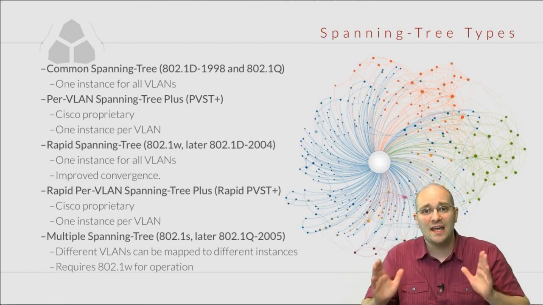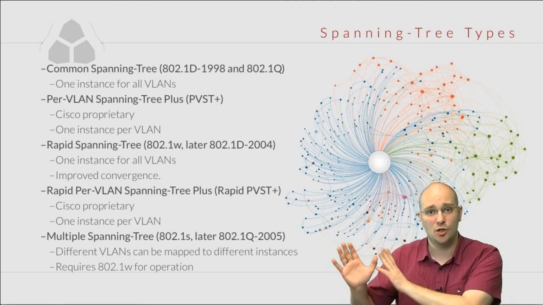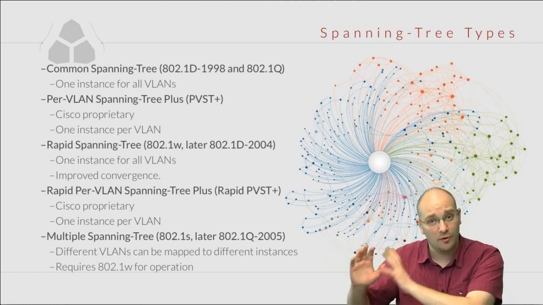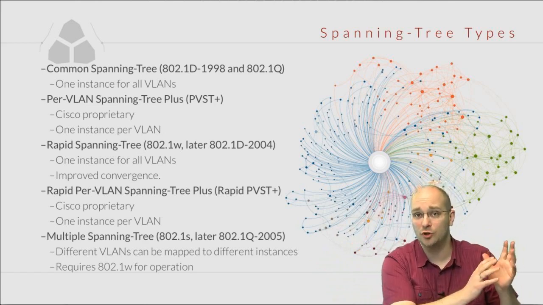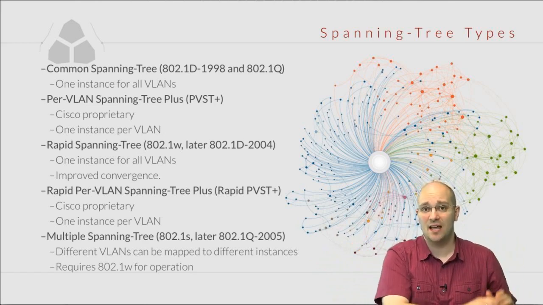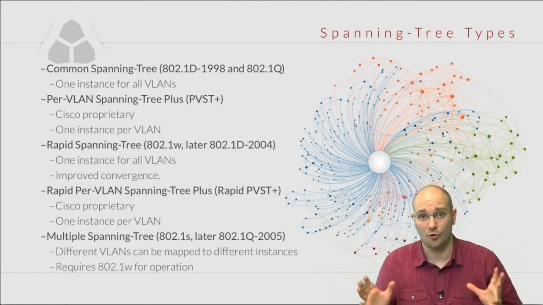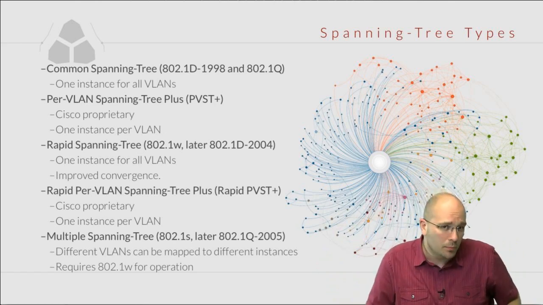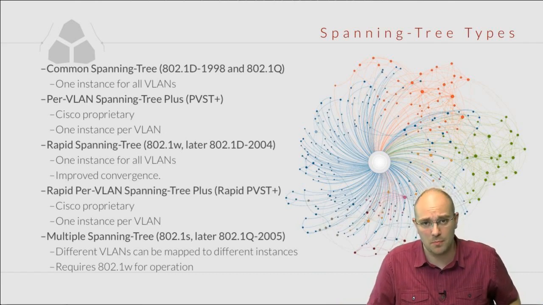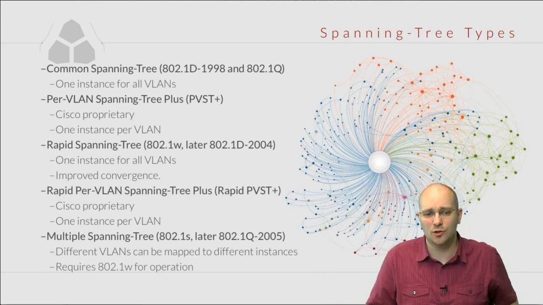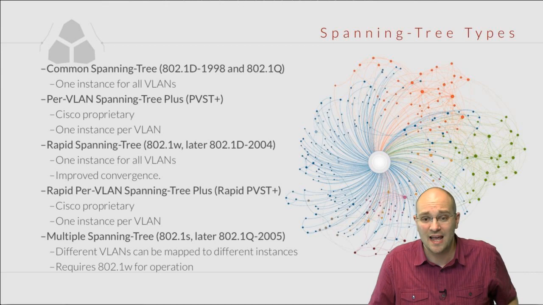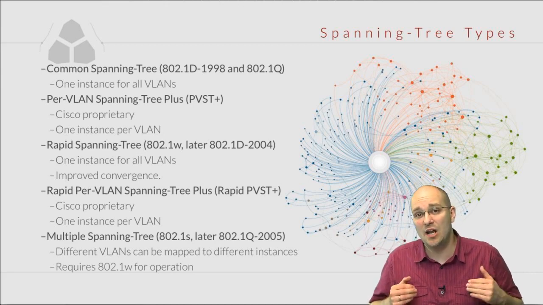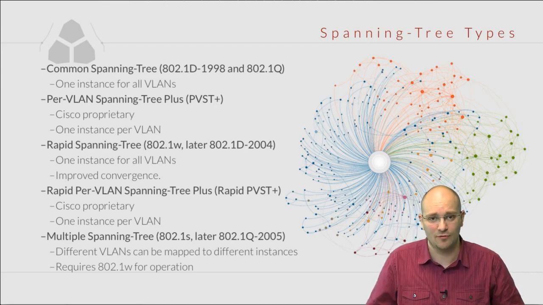So this is kind of in the middle between Cisco's one instance per VLAN and 802.1d, which says we are going to run a single instance for all the VLANs. So MST is somewhere in between. The important thing to remember about MST is that it requires 802.1w for operation. That means it operates in rapid mode by default.